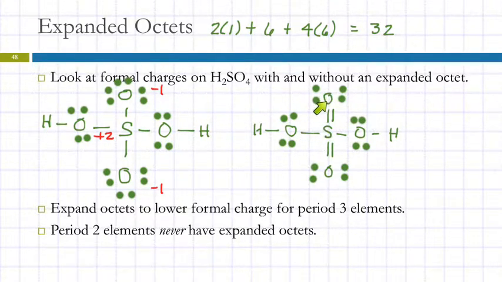This oxygen now has 0 formal charge, right? Has an octet with 2 bonds. You can do the math. This one has a 0 formal charge. What's the formal charge on the sulfur? 0. Is that better? Yeah, it's better.